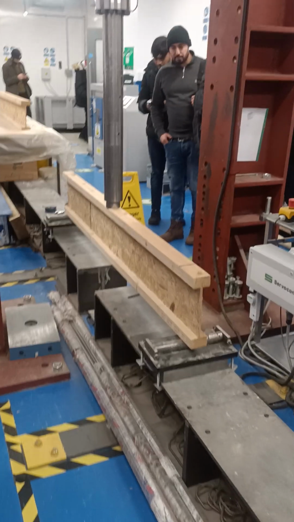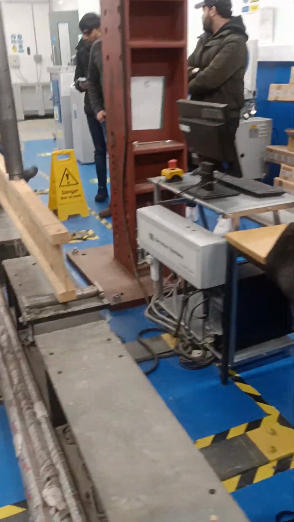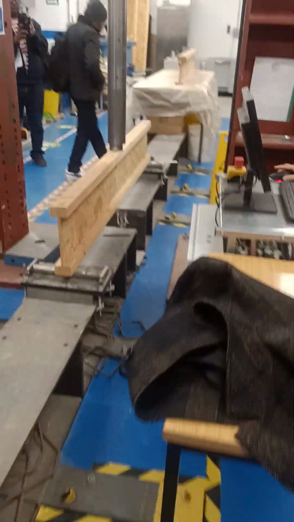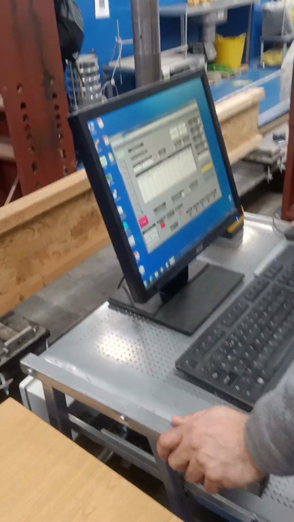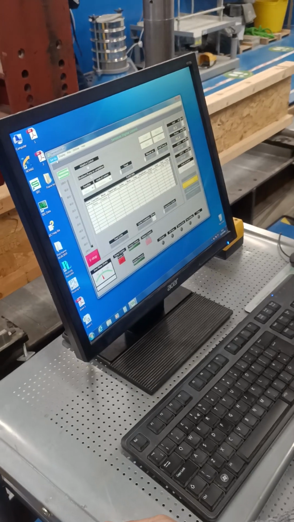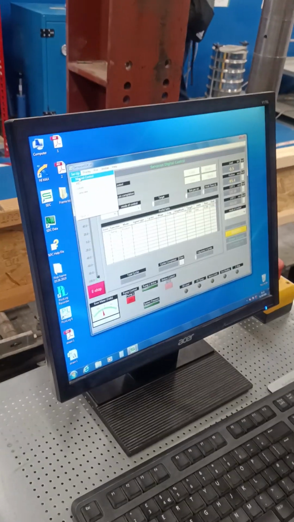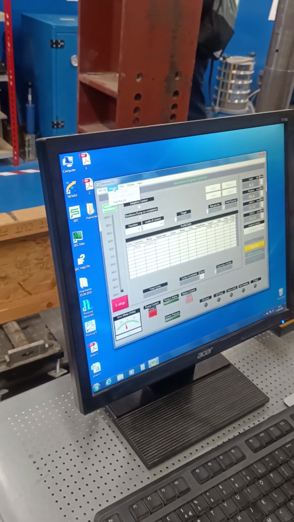Now let's start it. Guys, do we have to know how to start it, or only how to break the beam? We're just showing it in a note, you will be okay.